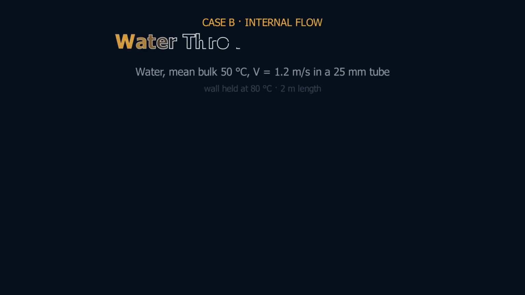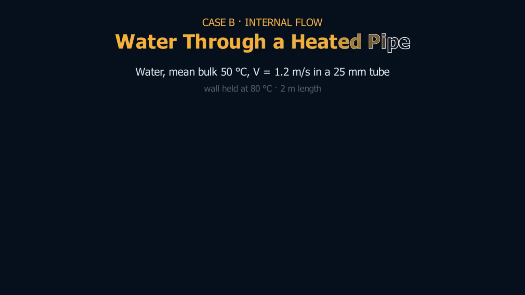Case A, air. Case B, same method, completely different setting. Water flows through a heated pipe, mean temperature 50 degrees, speed 1.2 meters per second, tube diameter 25 millimeters, wall held at 80.